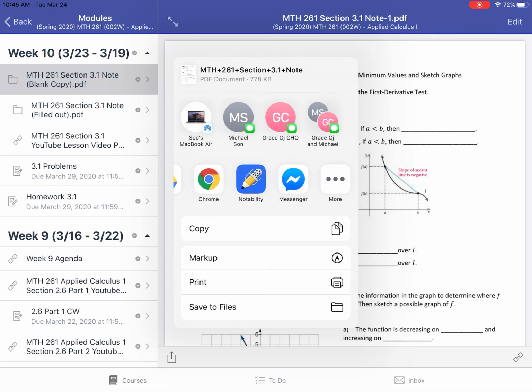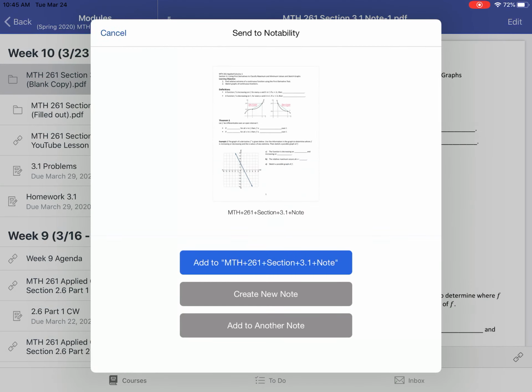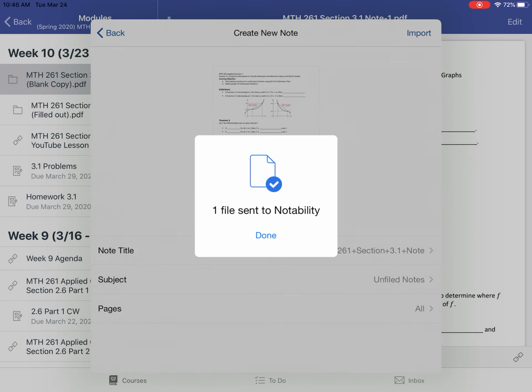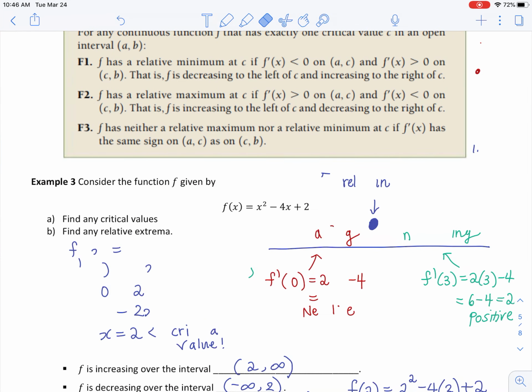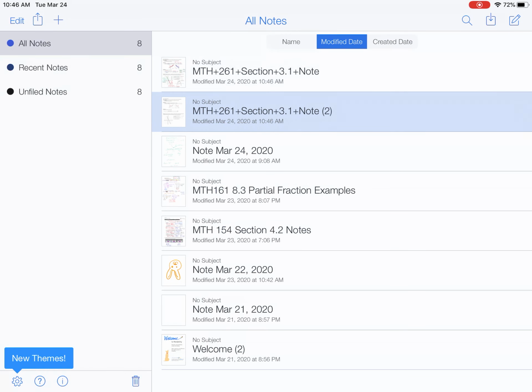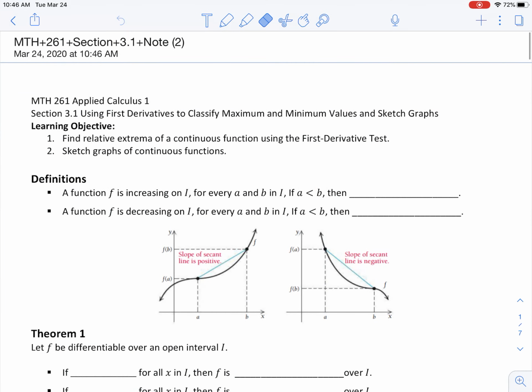I'm going to go ahead and open this on my note. And then instead of me erasing everything that I did, let me see. I'll go over examples 3, 4, 5, and 6 in this, okay?